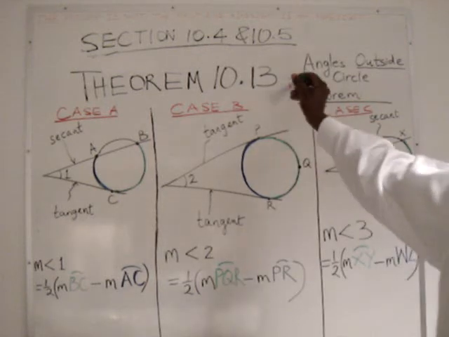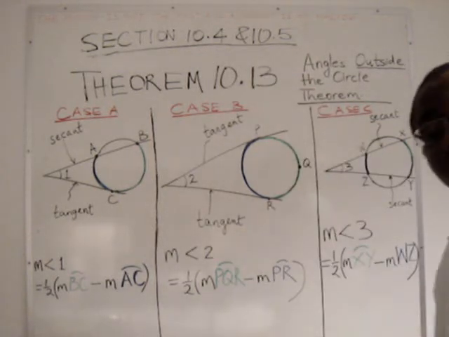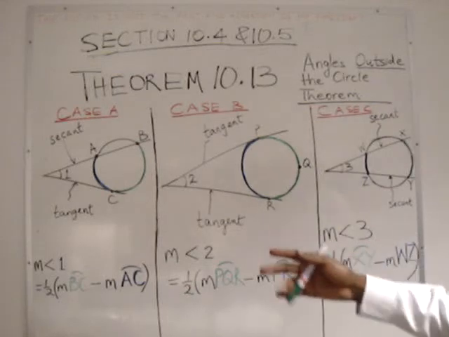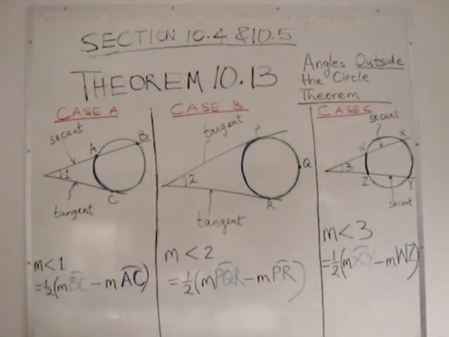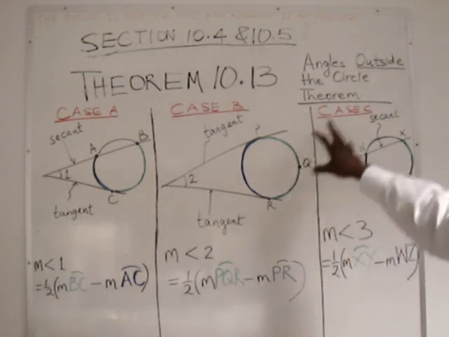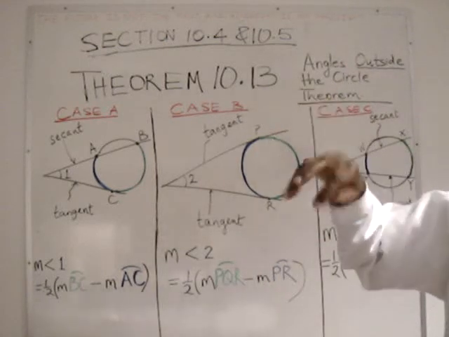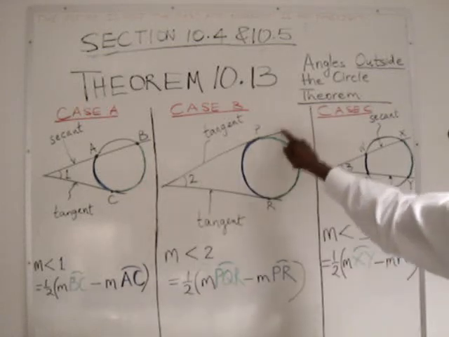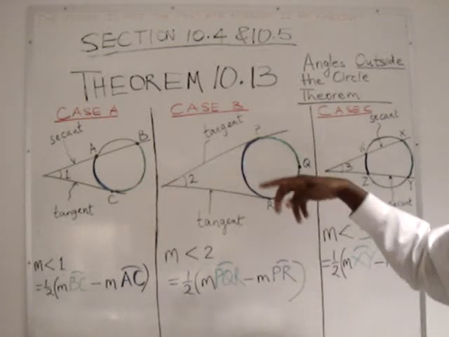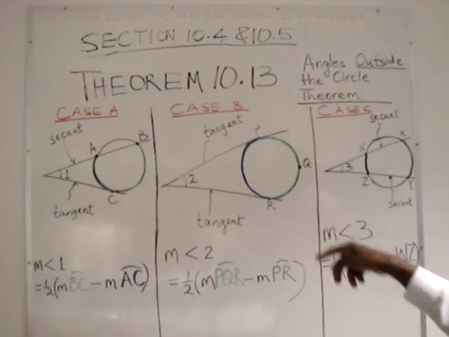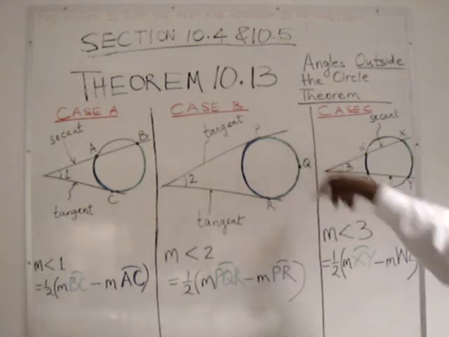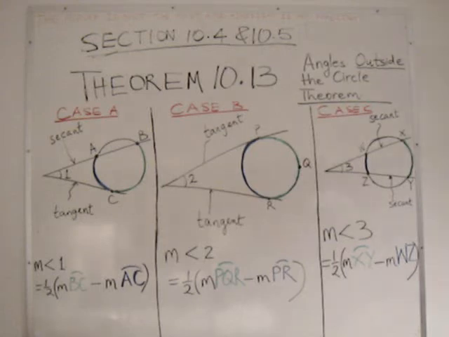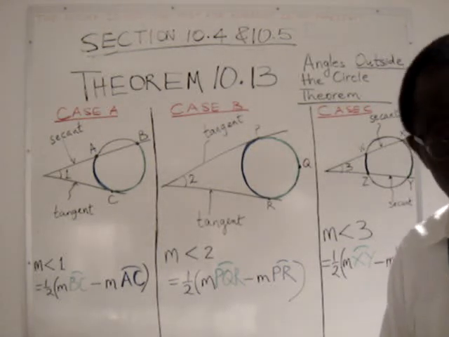Remember in theorem 10.12 we were also dealing with two arcs, but there we were adding them up, and here we subtract them. So remember that when the angle you're talking about is outside the circle, it's different from when it's inside, like the one we did last with the chords intersecting inside. Anyway, that's all of sections 10.4 and 10.5.